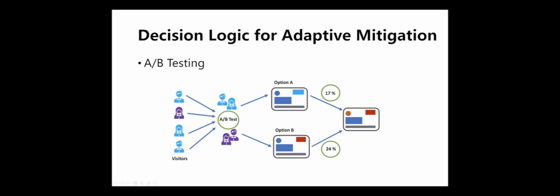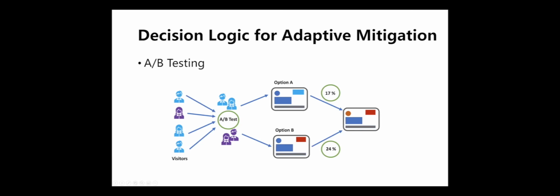And then the last part of Narya is the decision logic for adaptive mitigation. They have two ways to choose which mitigation actions they need to take. And the first way is A/B testing. As the picture shows, A/B testing works this way: you have two options, option A and option B, and give different options to different testers, and then get the result. You choose the better one.